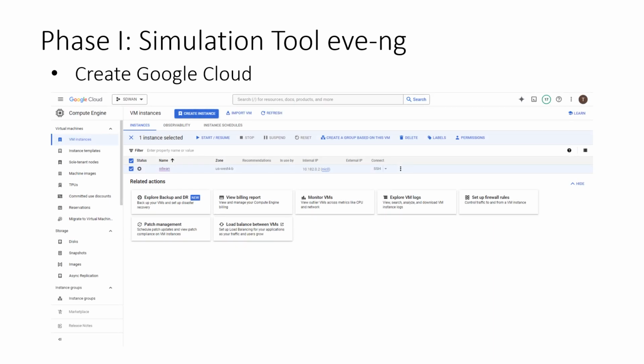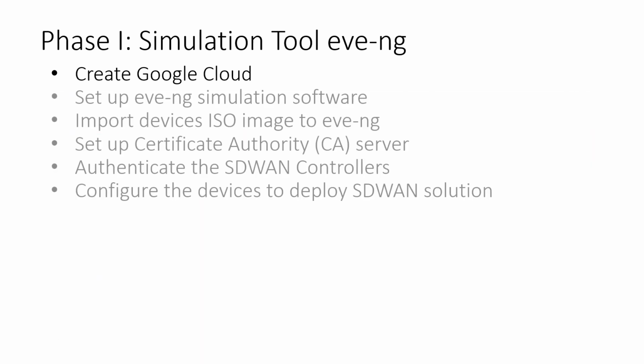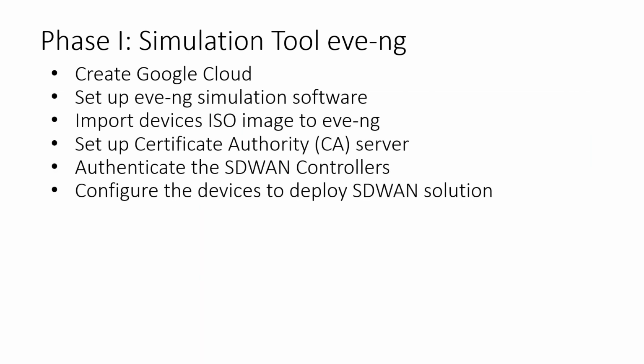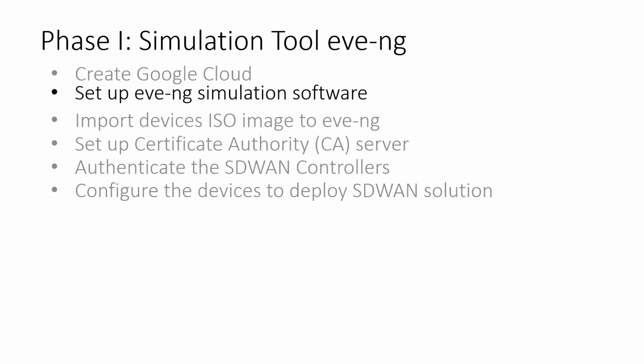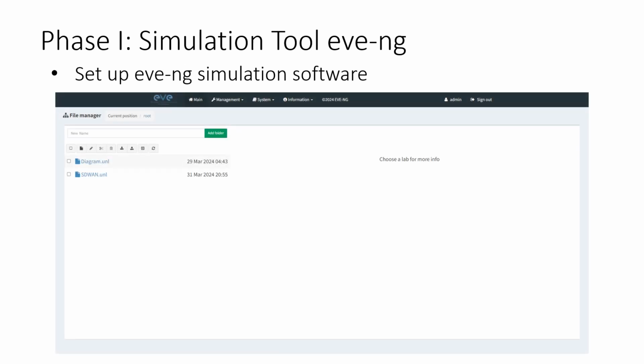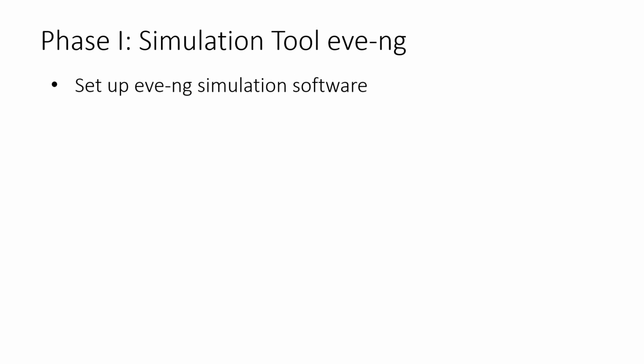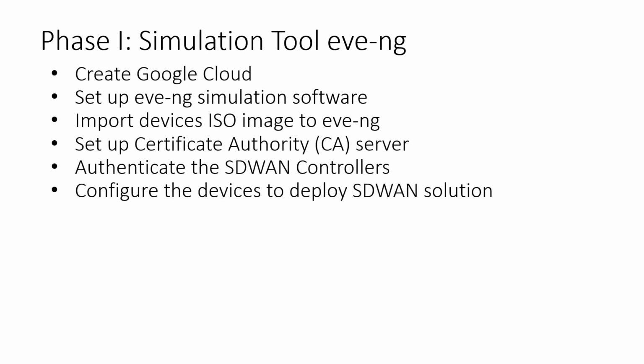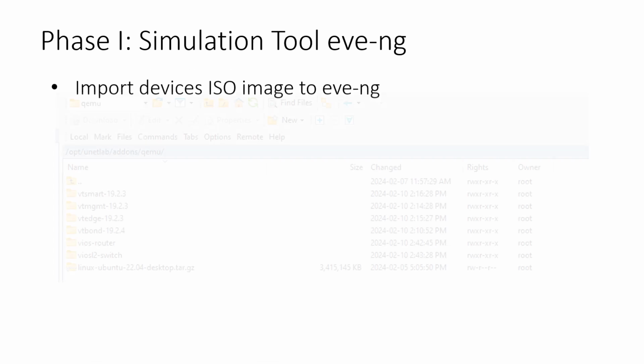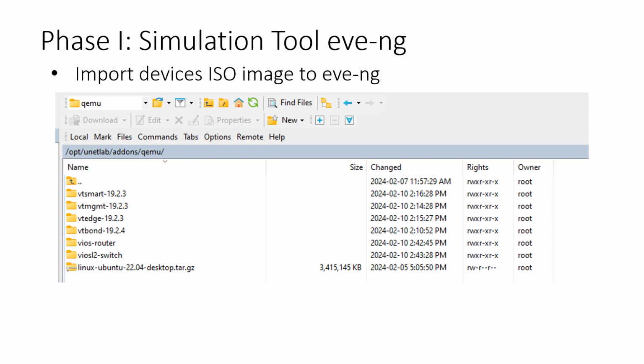This is a picture of creating Google Cloud. This is a picture of installing EVE-NG software on the Google Cloud. This is a picture of importing device ISO images to EVE-NG using WinSCP.